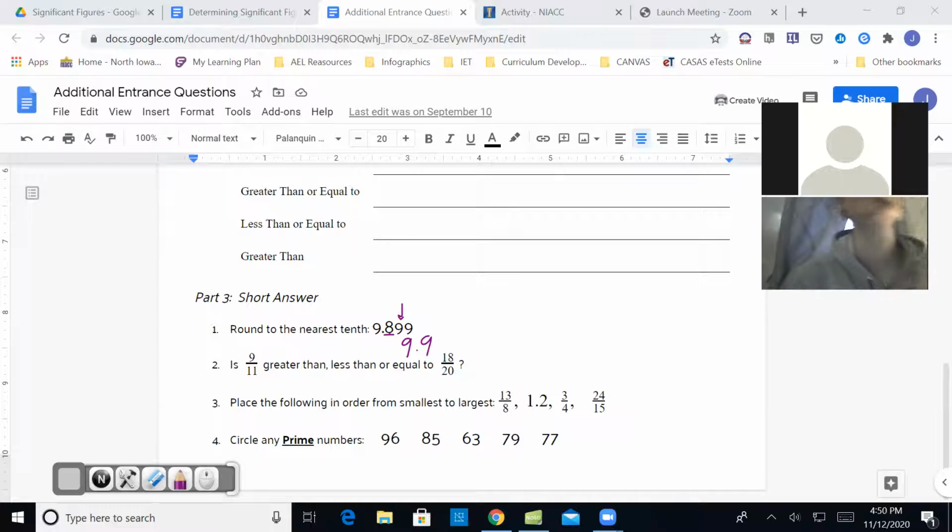So the easiest way to do this when we're comparing fractions is to find their decimals and then compare the decimals. We take 9 divided by 11. We get 0.81, and that repeats forever and ever. 18 divided by 20 is 0.9. This is less than.